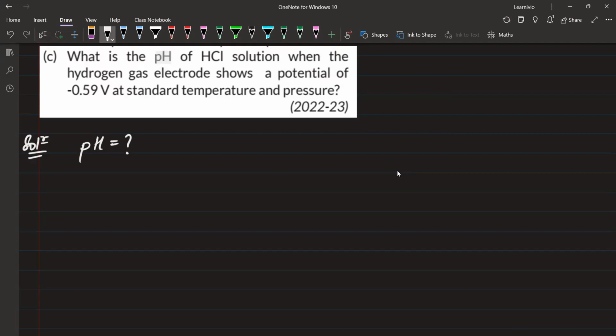When the hydrogen gas electrode, that means we are having a standard hydrogen electrode, because we are at standard temperature and pressure, as you can see. So we are having the standard hydrogen electrode, that is SHE. And it is showing a potential of 0.059 volt. That means the E cell is equal to, not 0.059, rather minus 0.59 volts. Is this clear till here? Yes or no? Please tell me. Is everything clear till here? What is given? Yes or no?